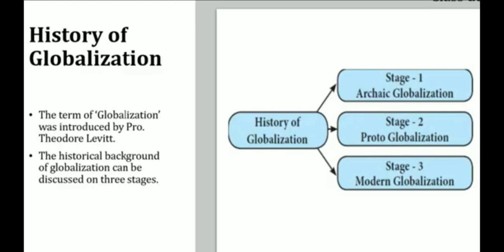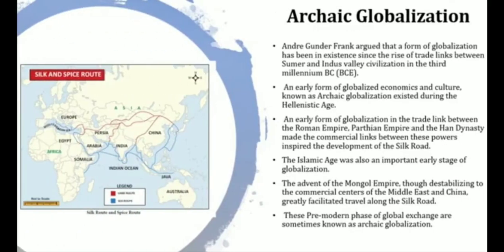So there are three types of globalization. Stage 1, archaic globalization. Stage 2, proto-globalization. Stage 3, modern globalization. Okay. About these things only, one by one we are going to learn in detail. First one, archaic globalization.